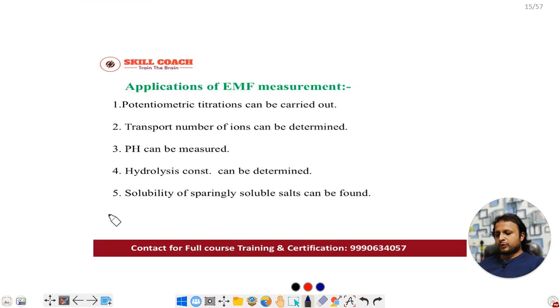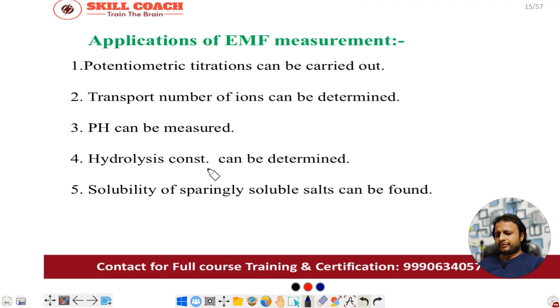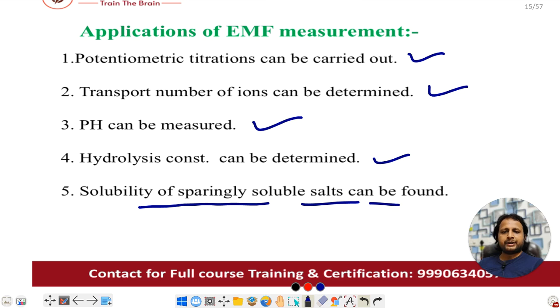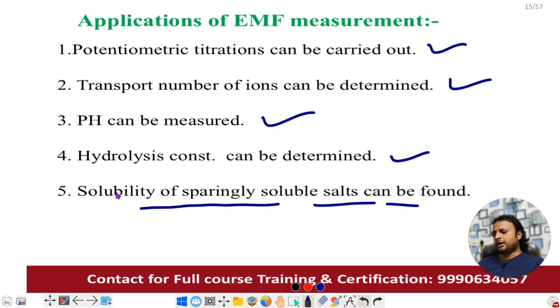And let's move ahead. Application of electromotive force measurement. Potentiometric titration can be carried out with the help of EMF. Transport number of ions can be determined, pH can be measured, hydrolysis constant can be determined, and solubility of sparingly soluble salt can be found. So it is helpful in titration, in finding the transport number, in measuring the pH value, in finding the hydrolysis constant, and also in finding the solubility of sparingly soluble salts.